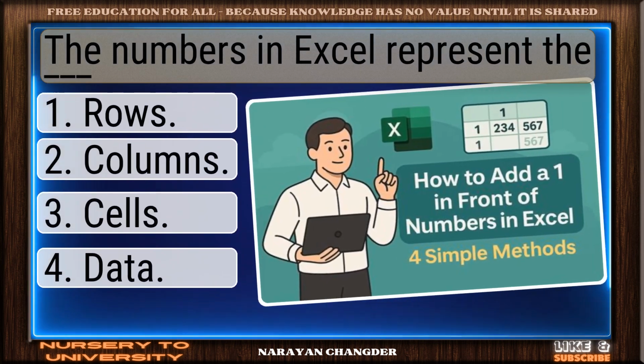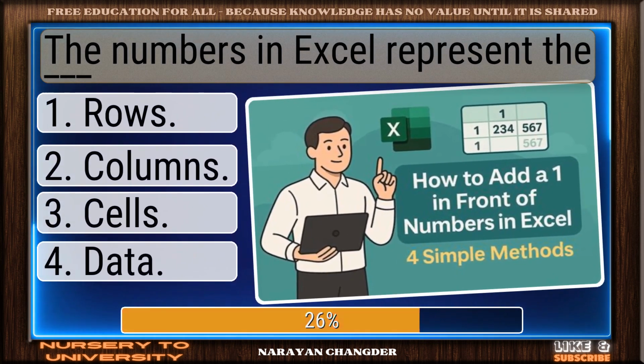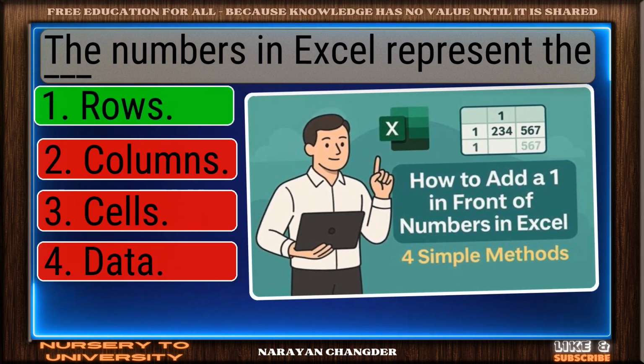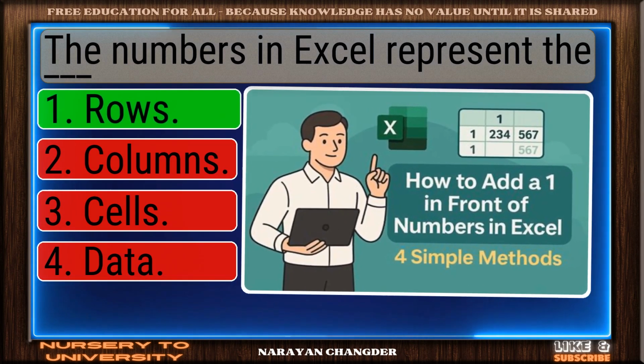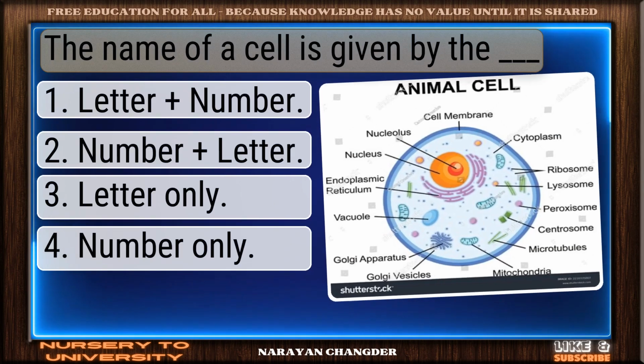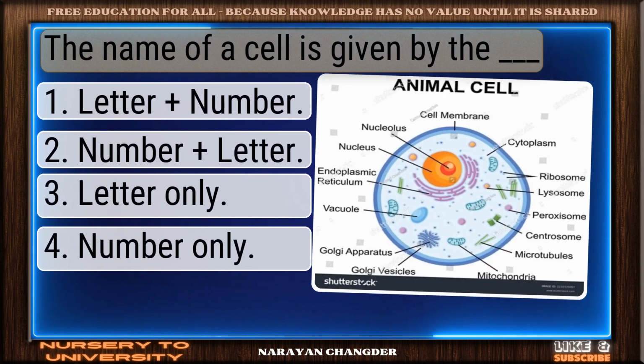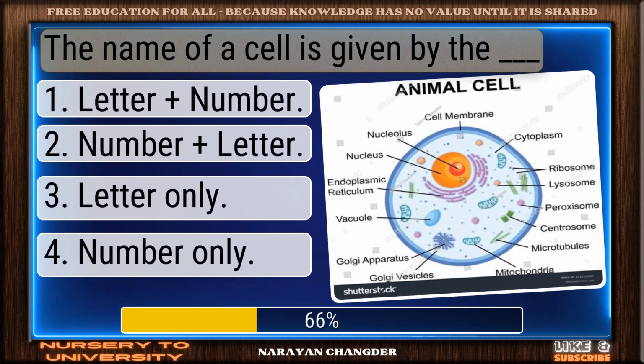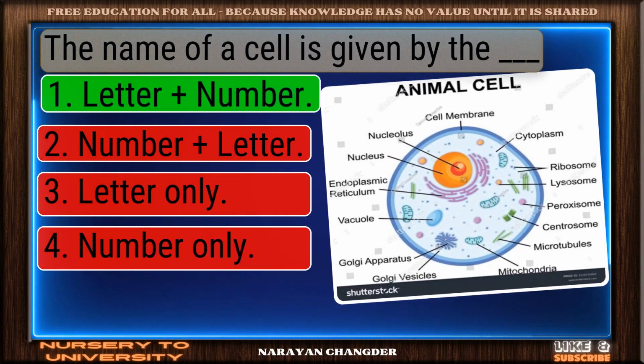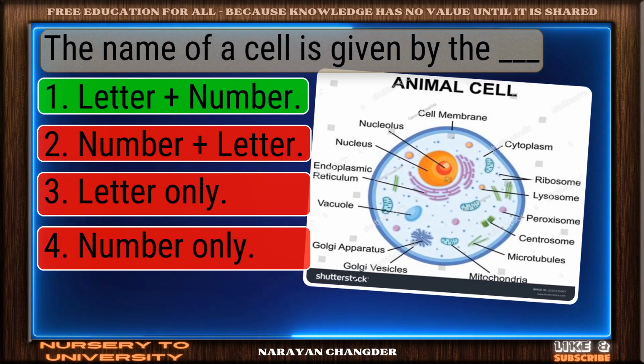The numbers in Excel represent the dash. Sharp thinking. Rows is the right choice. The name of a cell is given by the dash. Good thinking. Letter plus number is the right answer.